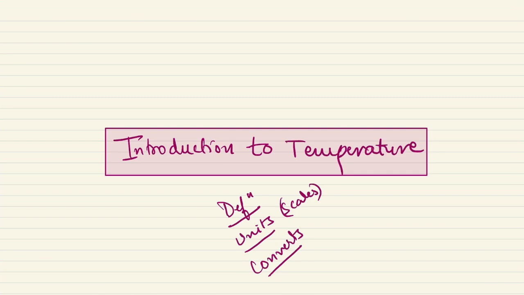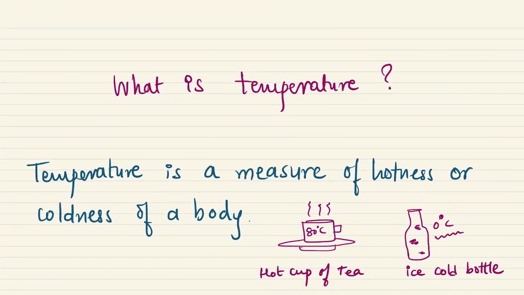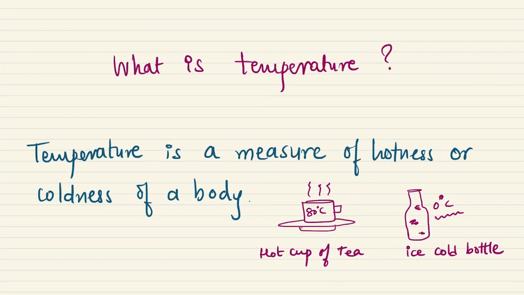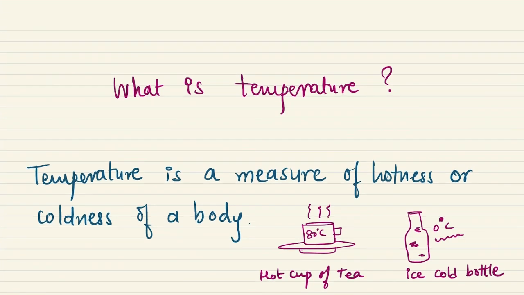So let's get started. The definition of temperature is very simple. Temperature is the measure of hotness or coolness of a body. Suppose I gave you a hot cup of tea and an ice cold bottle. If you touch the cup you will experience that it is warmer, and when you touch the bottle you will find that it appears to be colder. Now how cold the bottle is or how hot the cup is can be recognized by a quantity called temperature.